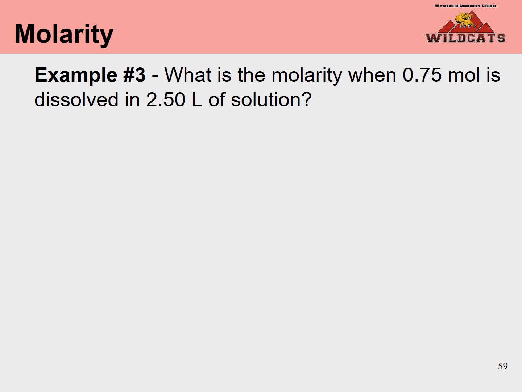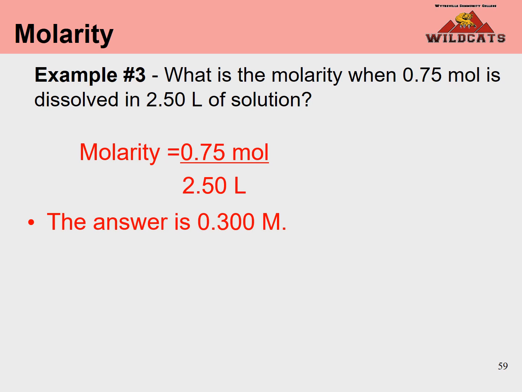So what is the molarity when 0.75 moles is dissolved in 2.50 liters of solution? So now we're going to have different numbers on the top and the bottom. Shouldn't be too much of an issue. Just put the numbers in your calculator, 0.75 divided by 2.50. And then remember, we're going to use the capital letter M to represent that moles over liters.